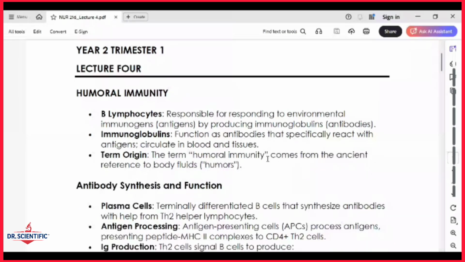And of course, the term humoral immunity comes from the term humus, that means body fluids, right? That is where this terminology is coming from. But for us to know, the humoral immunity is run by B cells because B cells are producing antibodies, or what we refer to as immunoglobulins.